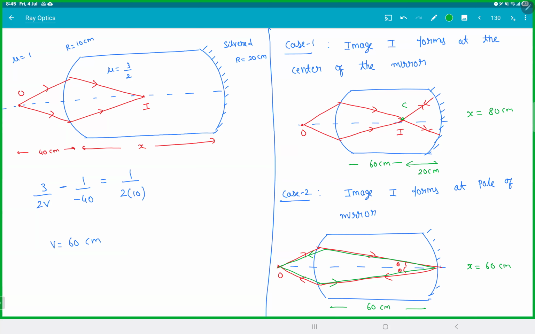This is this model, right? The image falls on the object itself. We have already seen once before. This is the second time. You'll see again in lenses.